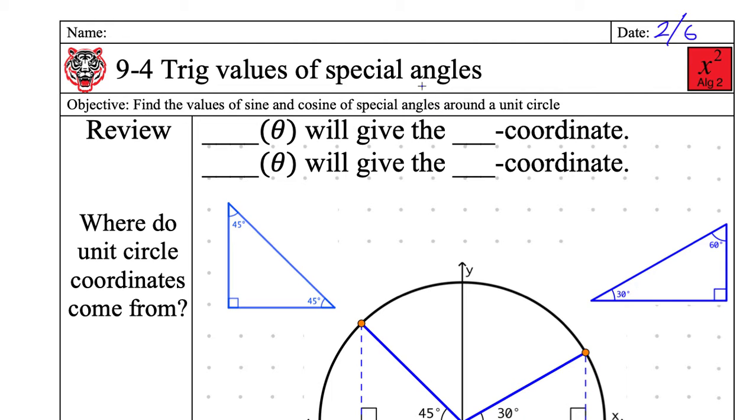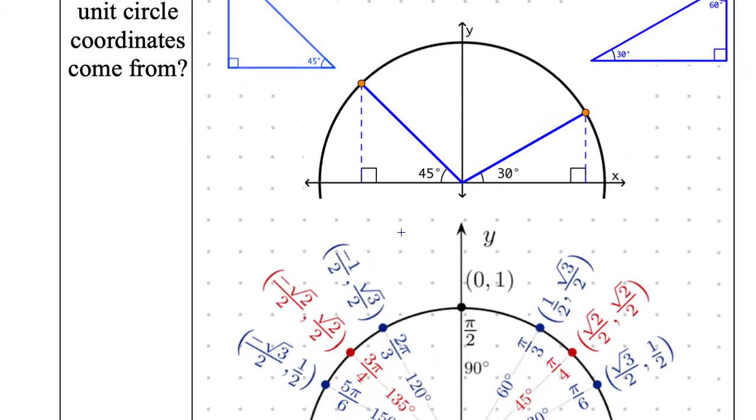around a unit circle. So as a review, sine, cosine, tangent of some angle will give you what coordinate? I'm going to randomly choose: if I want to find the x coordinate, it is going to be cosine. If I want to find the y coordinate, you guessed it, it is sine. All right, so where are these coming from?